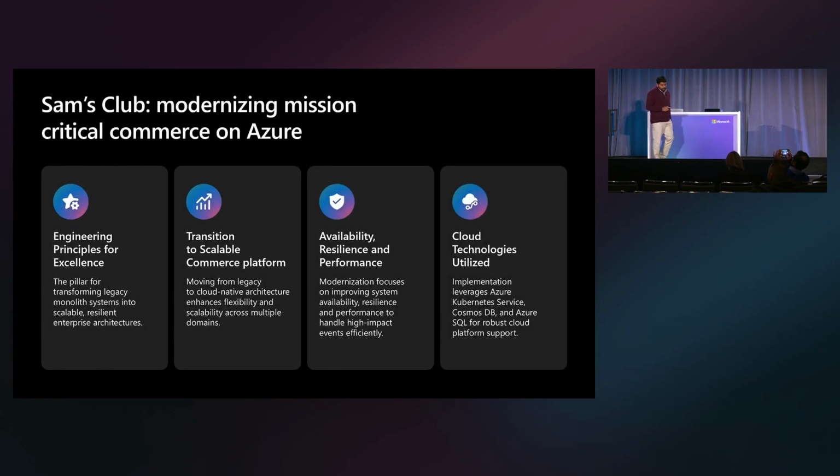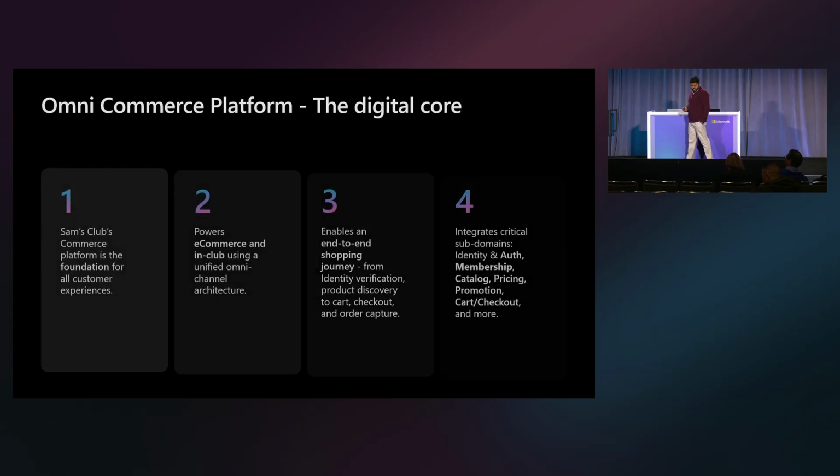So we are going to talk about all these four segments. First, we will talk about the engineering principles we laid out as a foundation. Then we will talk about the transition itself. Then we are going to talk about how we achieved availability, resilience, and scale on that platform. And finally, how we use Azure products to achieve that.